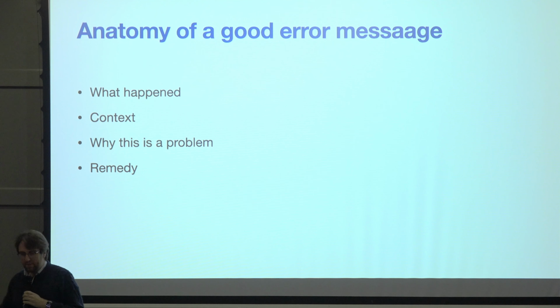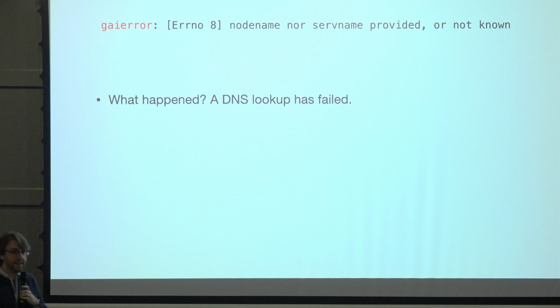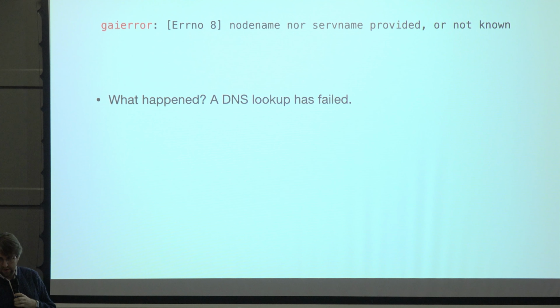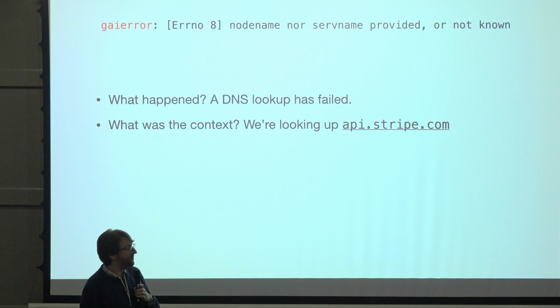So I'll give you an example. To go back to the earlier example, this DNS error: "no node name nor server name provided or not known." So what happened here? We tried to do a DNS lookup, it failed. We tried to look up a domain name, that didn't work. What's the context? We're looking up api.stripe.com.